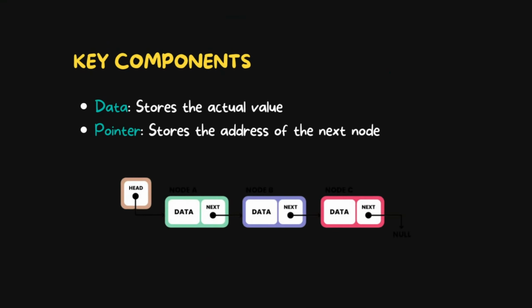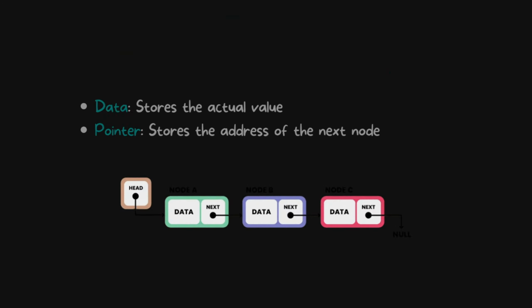Now, let's understand the basic building block of a linked list, the node. Each node has two parts. The data stores the actual value, like a number or word. The pointer stores the address of the next node in the sequence. The last node points to null, meaning there are no more nodes after it.